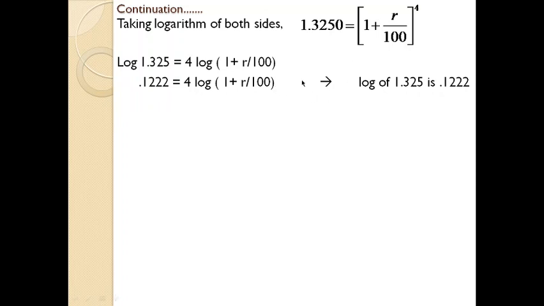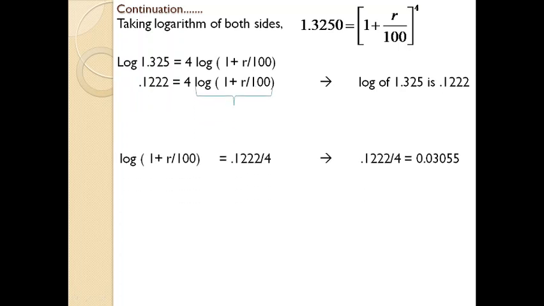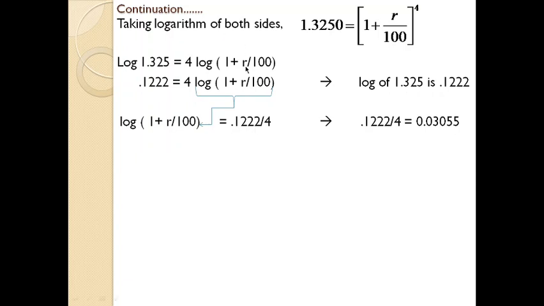Okay. Log of 1.325 is 0.1222. That's why I have written 0.1222 equal to 4 log of (1 plus r by 100), which can be written as, here this part, that is the unknown part, we can shift to the left hand side of the equation: log of (1 plus r by 100) equal to 0.1222 divided by 4. Here 0.1222 divided by 4 you will get 0.03055.